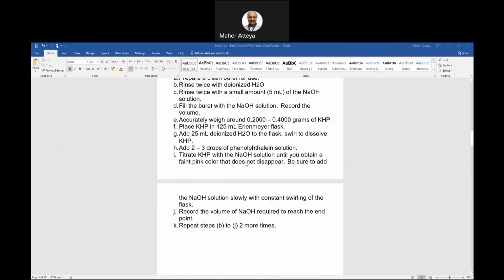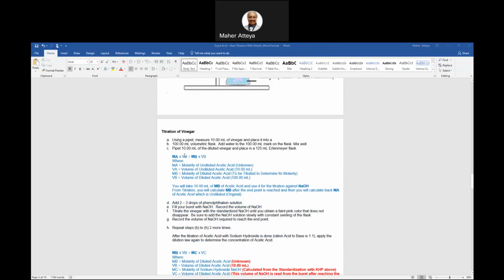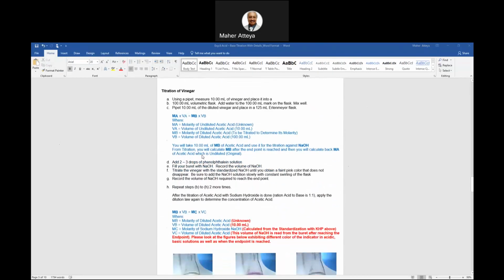See, that's the standardization, and this is the vinegar here. So first of all, before you do any calculation, you have to make some dilution. So you have to have the volumetric flask. They are here. This is a volumetric flask, and you have to take 100 ml.